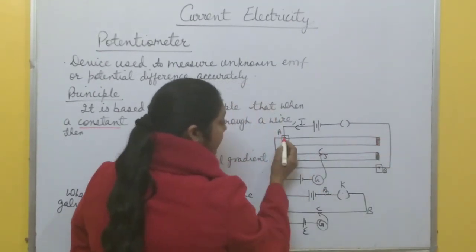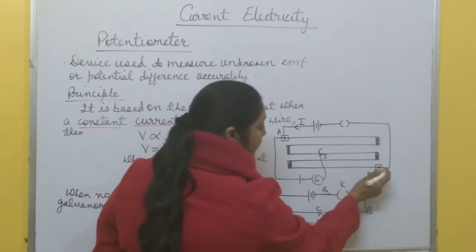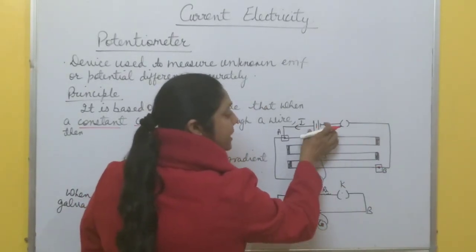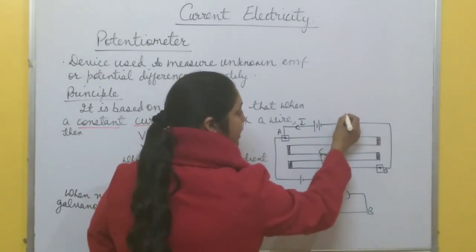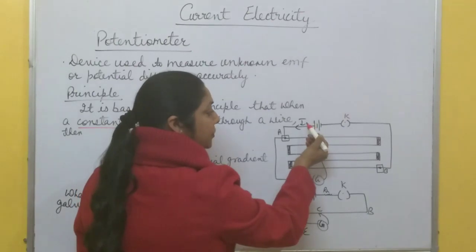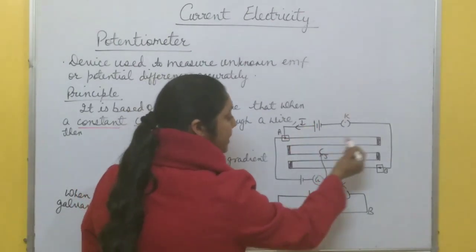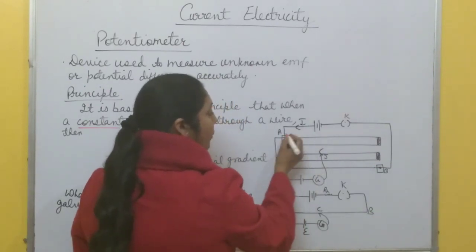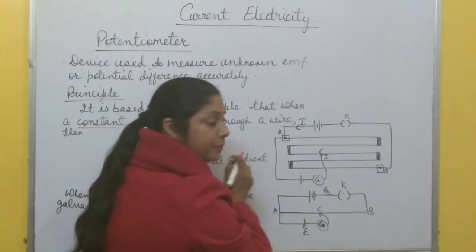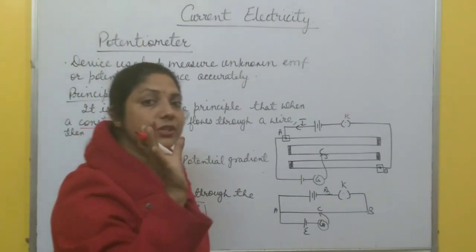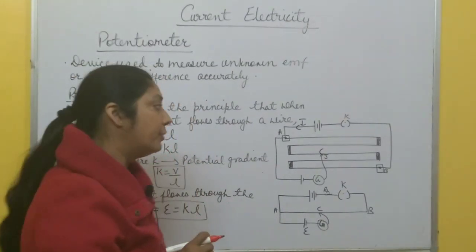These wires are connected by copper strips, right, in this way. So from A to B, this is the length of the wire, and between A and B, one cell is connected and this one is a key, and constant current flows through this wire with the help of this cell. When current flows through this wire, one end of the wire is connected to higher potential, another end to lower potential. So there is a potential difference between the ends of the wire.